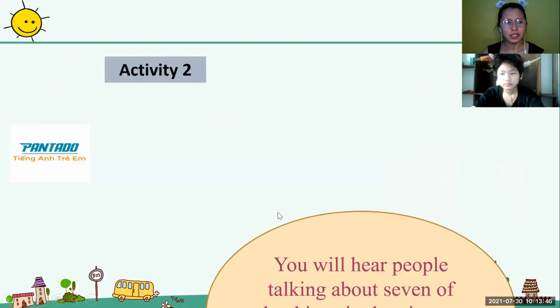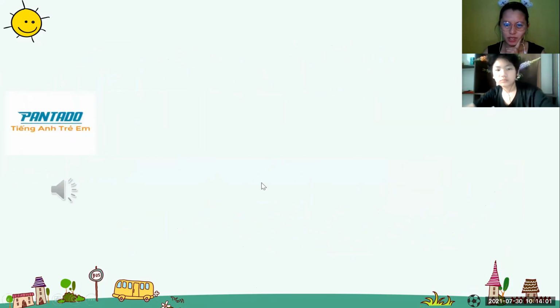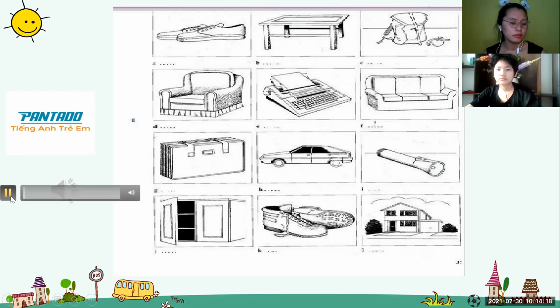Let's have another listening skills activity. You will hear people talking about 7 of the things in the pictures below, and you will number them from 1 to 7. Okay, so try to listen very well so you can number them.